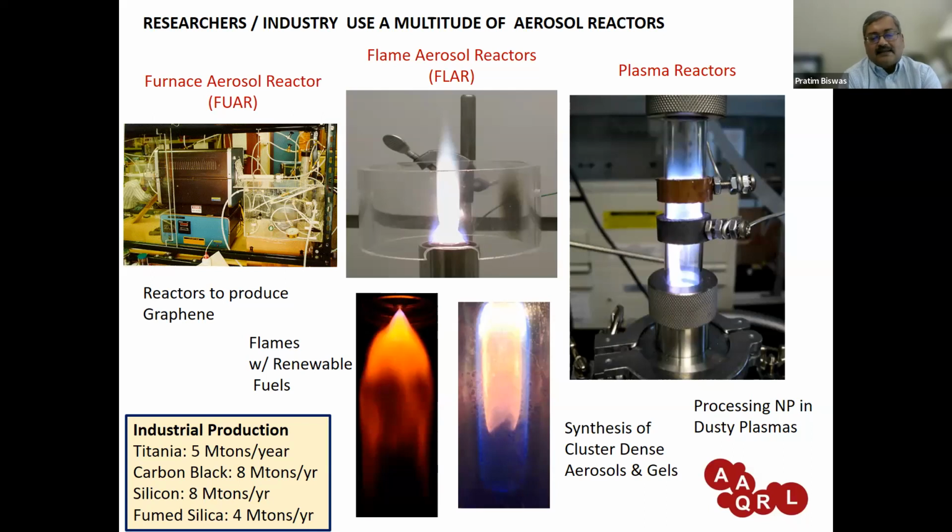And if you look at the, I would even now refer to them as commodity production, titanium dioxide is produced maybe in 5 million tons per year, right? Carbon black, titanium dioxide is used everywhere. It's an additive to pigments. We make the particles in these reactors.